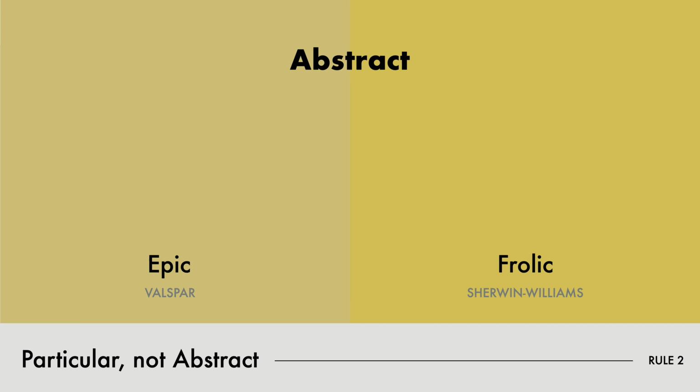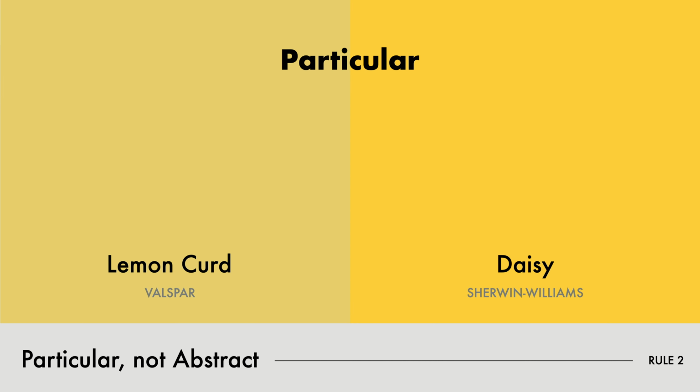Abstract terms are good for modifiers, that is, they're modifying another word, not for just one singular name of a color. So in contrast to these abstract terms, let's not throw Valspar and Sherwin-Williams under the bus. They've got wonderful names here. Lemon curd, what a wonderful yellow name. Or daisy. See, we have these associations of these yellows.